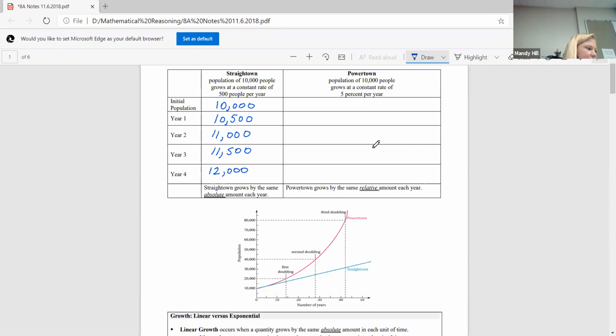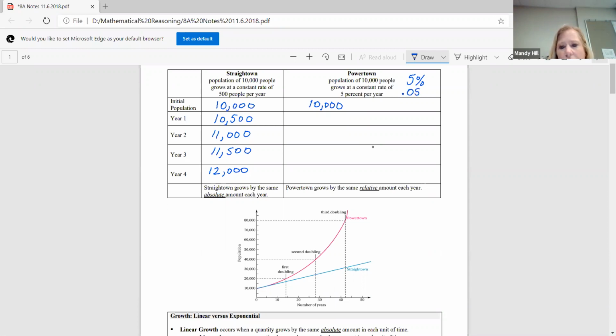So now Power Town is a completely different story. They're still starting out with a population of 10,000, okay, but in Power Town, their growth rate is at a constant rate of 5% per year. So we're talking about 5%. We know if we write that as a decimal, that's 0.05.